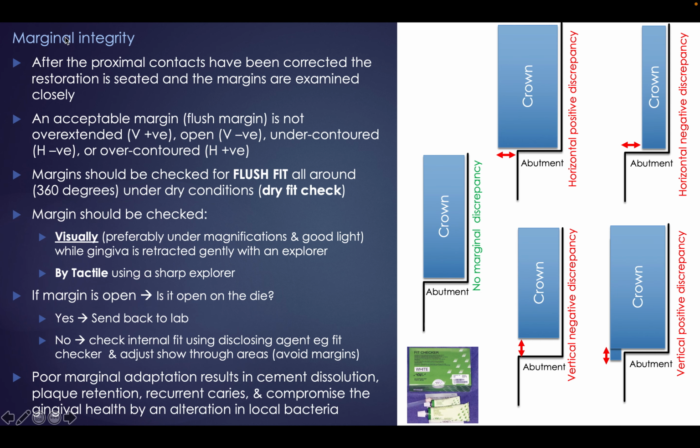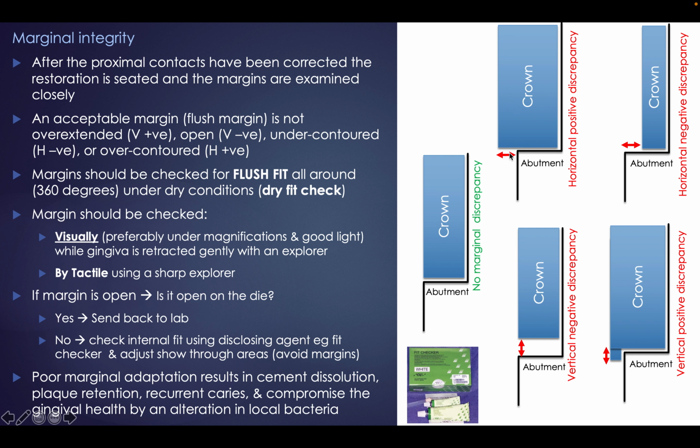Now, number 1 is proximal contact. Number 2, now the crown goes in fully. You need to make sure that there is all the margin. This is the crown, this is the margin, this is the tooth. There is no marginal discrepancy. It fits flush, no gap.